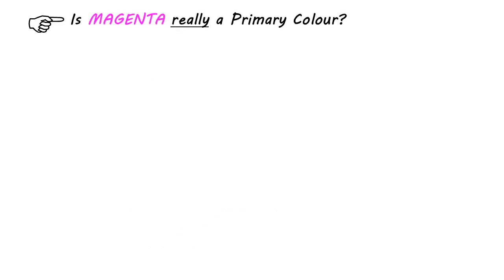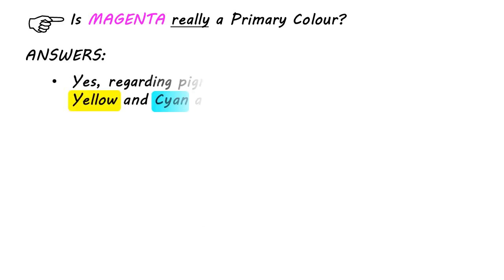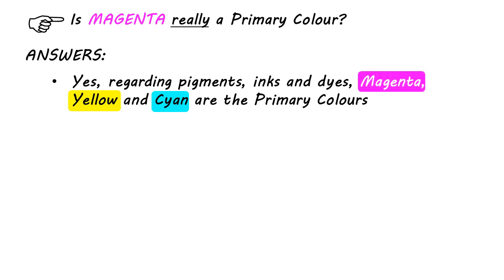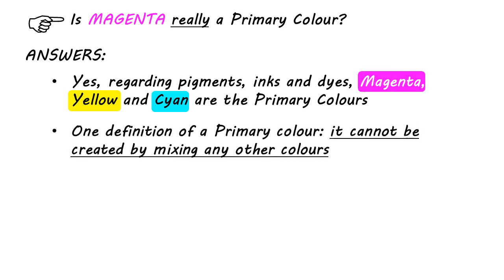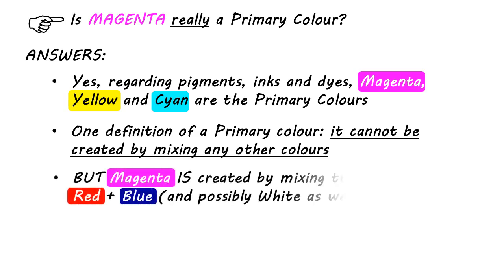But is magenta really a primary colour? Yes, regarding pigments, paints, inks and dyes, magenta, yellow and cyan are the primary colours. Now you may remember, if you watched the first video in this series, that one definition of a primary colour is it cannot be created by mixing any other colours. But magenta is created by mixing two colours, red and blue, and possibly white as well.